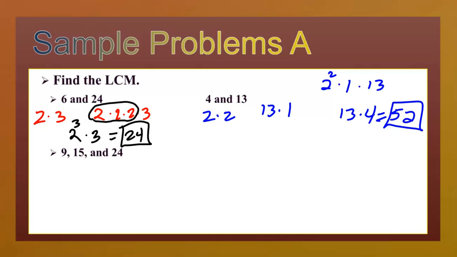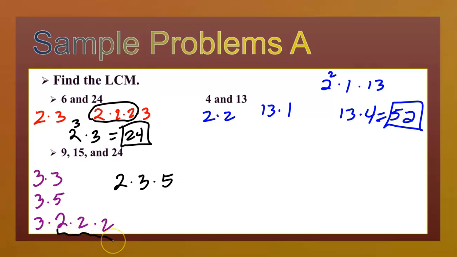Next one, we got 9, which is 3 times 3. 15 is 3 times 5. And 24 is 3 times 2 times 2 times 2. So now I look at my numbers. I am using 2s, I'm using 3s, and I'm using 5s. Now the most number of 2s being used is right here, so there's 3 of them. The most number of 3s is here, that's 2. And the most 5s is just 1.